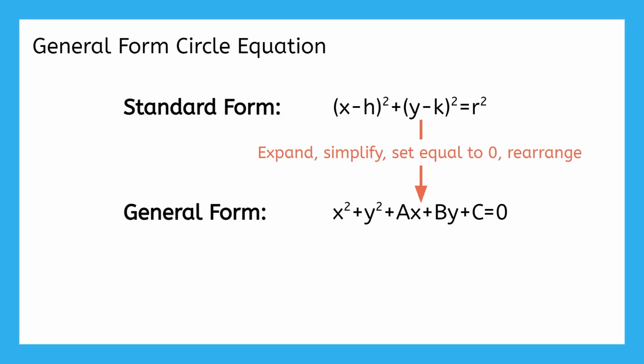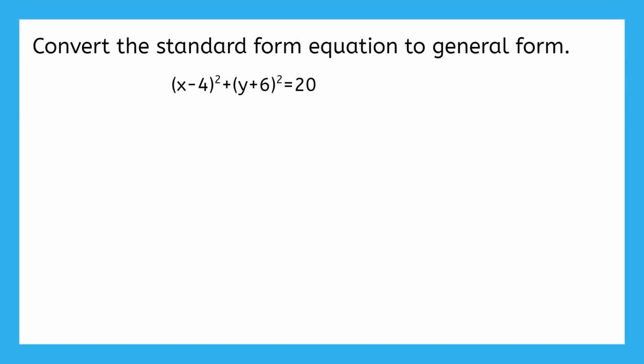Notice that in the general form equation's left side, the x squared term comes first, then the y squared term, then the x term, and then the y term, and finally the constant last. This is always the order that these terms must be in for the equation to be considered general form. There's going to be a lot of algebraic manipulation in this lesson, so let's see what this looks like in action. In our first example problem, we need to convert the standard form equation into general form.